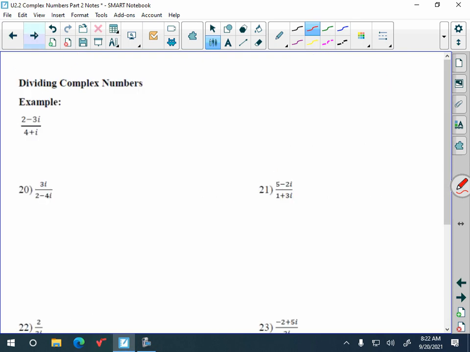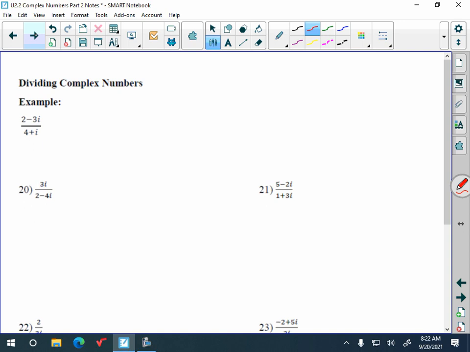All right, now conjugates are important for division. All right, so when we want to divide complex numbers, the idea is to get rid of the i off the denominator. So just like with radicals, you can't have radicals in the denominator. Well, with complex numbers, we can't have i in the denominator. So the trick here to get rid of the i is to multiply top and bottom by the conjugate of the denominator. Okay, so it's always the conjugate of the denominator.